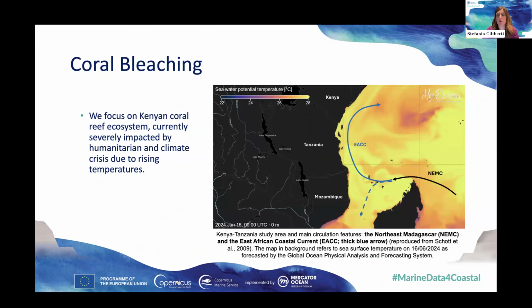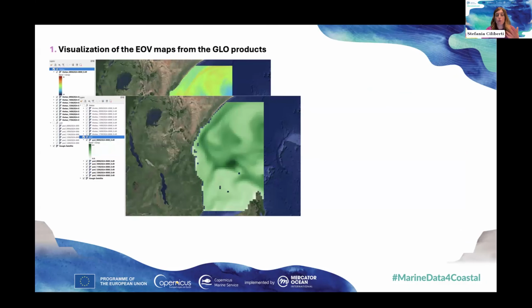So the region of our interest is represented in this slide. We are referring to the Kenyan-Tanzanian coastal region, which is particularly active from the circulation point of view. We have the Northeast Madagascar Current and the East African Coastal Current flowing along the coast. And these are the steps that we followed in the tutorial and also in the documents that have been provided to you.